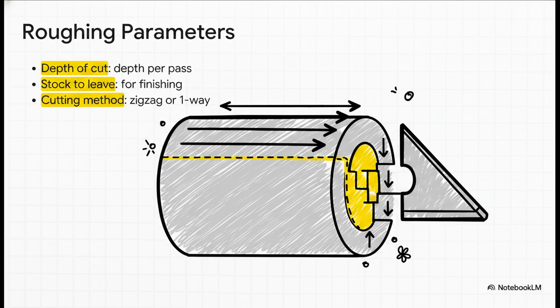Next, look at stock to leave in X and stock to leave in Z. We intentionally do not cut all the way to our drawn line during a roughing pass. Nope, we want to leave a tiny little layer of material, usually around 0.2 millimeters. We do this so our finishing tool has some fresh material to slice away later, which guarantees a perfect surface finish. And finally, we set our cutting method. For standard turning, that's typically going to be a one-way directional cut.